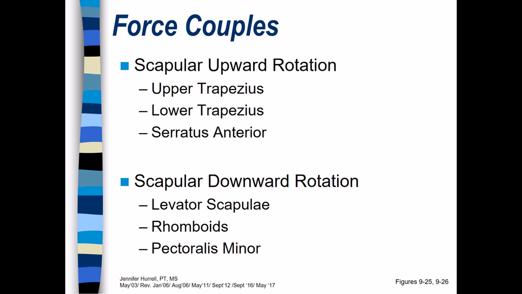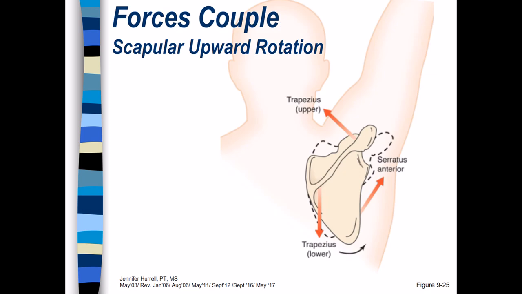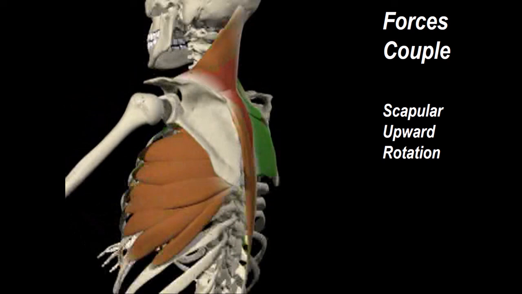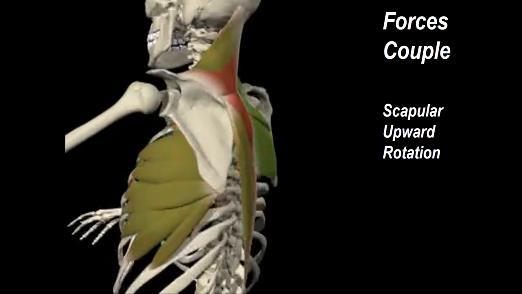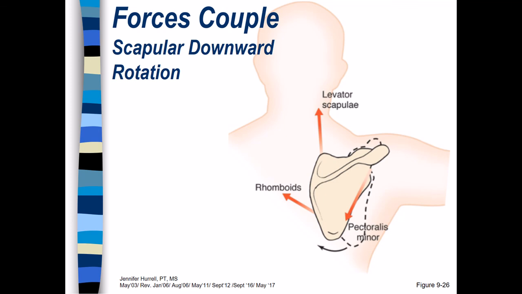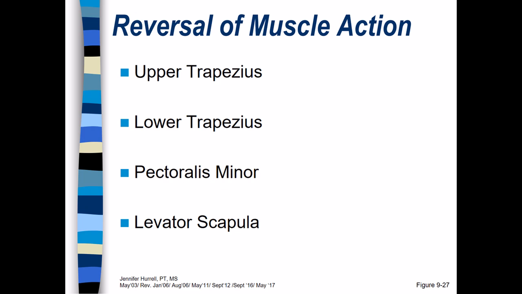All right, reviewing force couples. So we reviewed these when we looked at the videos. We looked at the force couple of the upper trap, lower trap, serratus, all pulling on different points of the scapula to create upward rotation. Here it is again. All right, upper trap, lower trap, serratus, all creating upward rotation. And then we also have the force couple for downward rotation, levator scapula, rhomboids, and pec minor. Right, all pulling on different points of the scapula in different directions, but all contributing toward that same downward rotation movement.